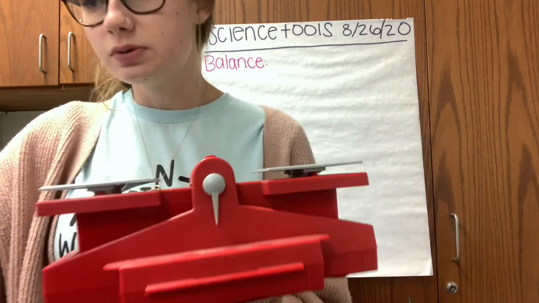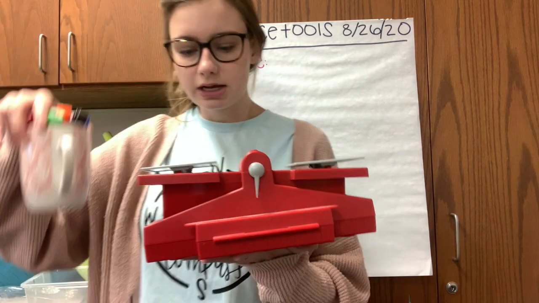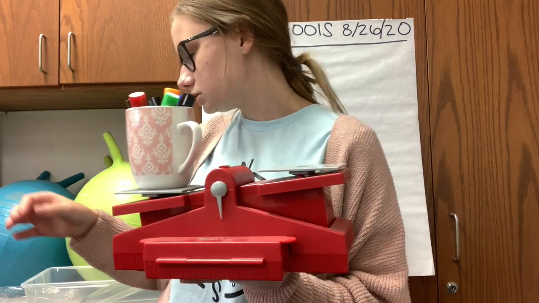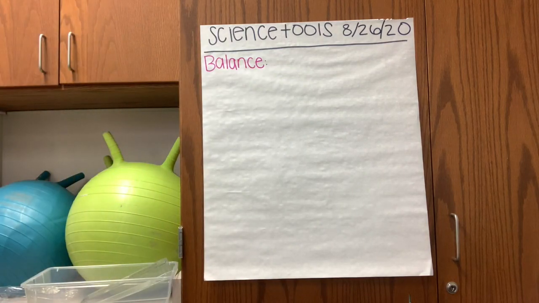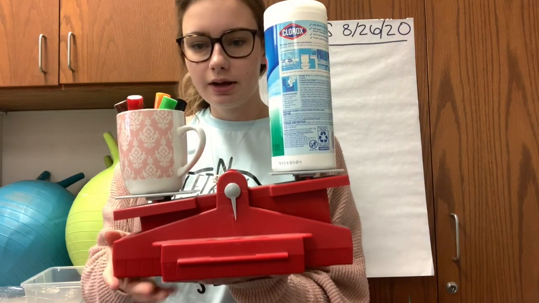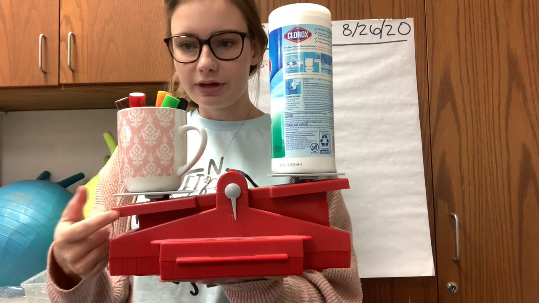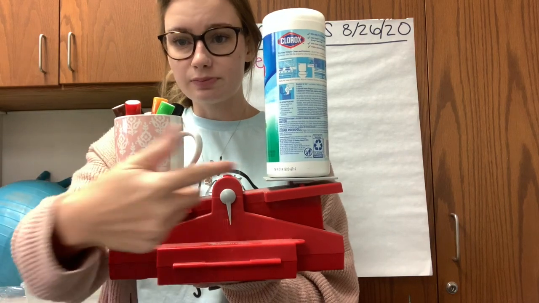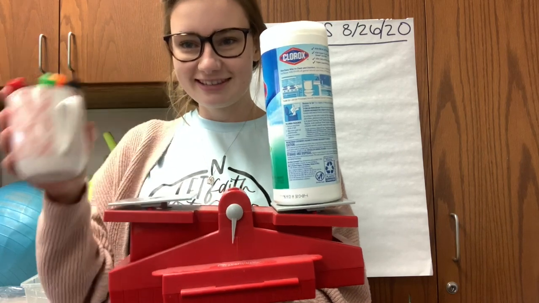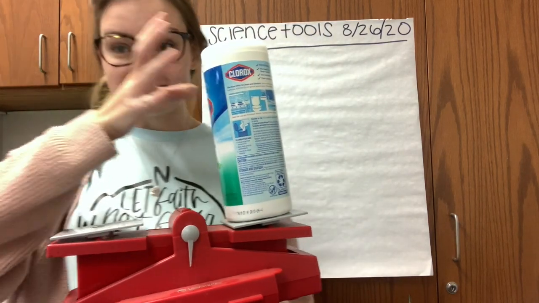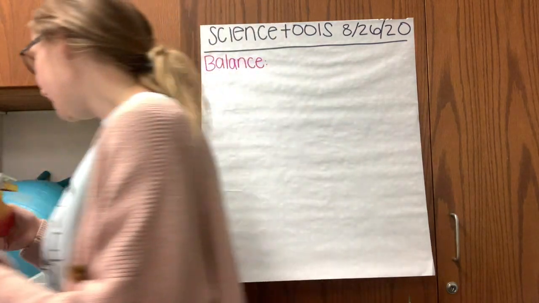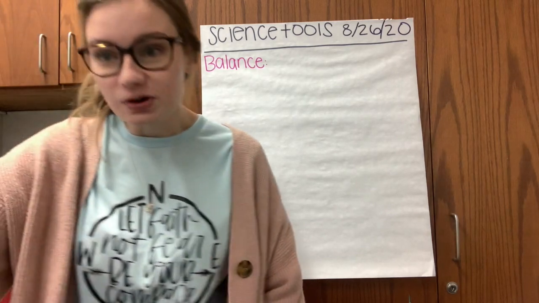So what you would do is you would take two objects. You would take one object and you put it on this side, and you would take another object and you'd put it on this side. Now we can see, since the cup is lower, this cup has more mass than the Clorox wipes. See? So we're going to write the definition of a balance, what it does, and we're going to draw a picture.